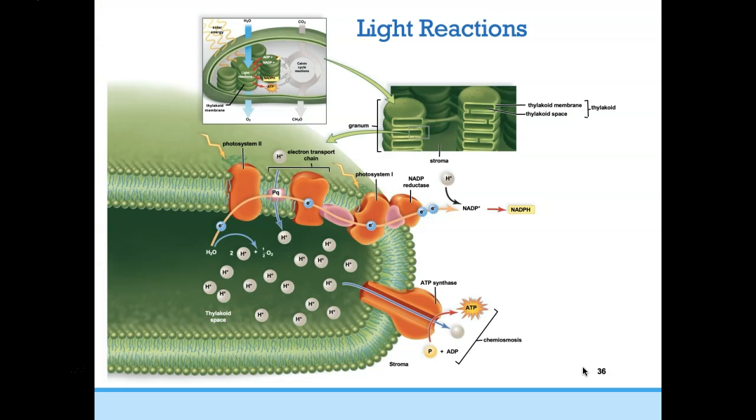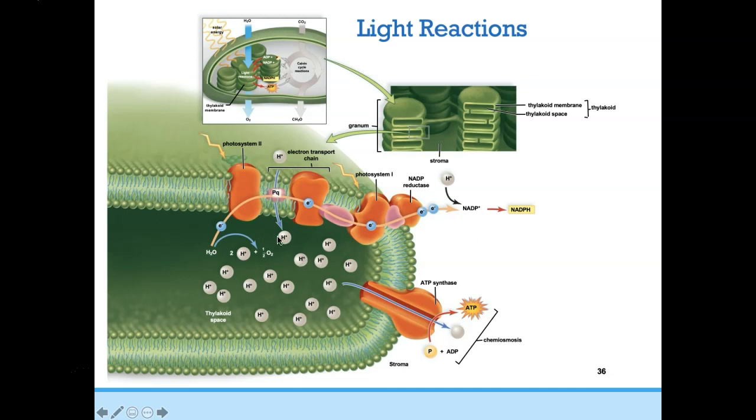So this is a good time to summarize. So let's summarize the light reactions from the very beginning. Photosystem 2 in the thylakoid membrane has a special chlorophyll pigment that has electrons that can be excited by light. When those electrons in chlorophyll are excited, they get passed along the electron transport chain, which allows protons to be pumped inside the thylakoid membrane.